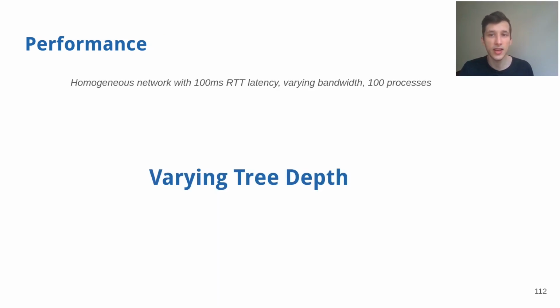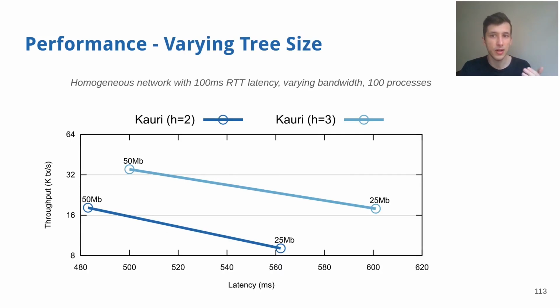Next, we look at the trade-offs when increasing the depth of the system. For this sake, we executed the system with 100 nodes, 100 millisecond round-trip latency, and again, varying bandwidth. The plot has the block latency on the x-axis and the throughput on the y-axis. Kauri with a depth of 2 is in dark blue, and the fan-out of 10 is at the bottom, and depth 3 is in light blue at the top with a fan-out of 5.